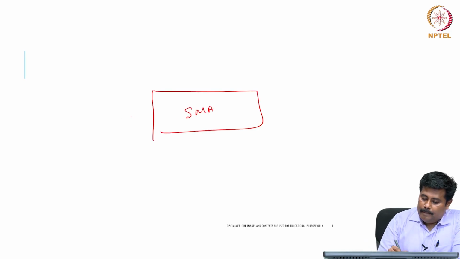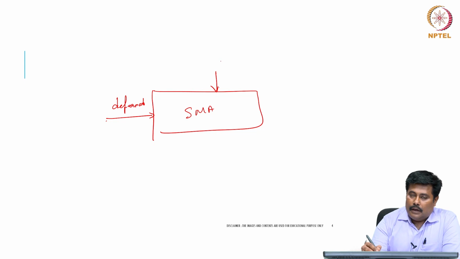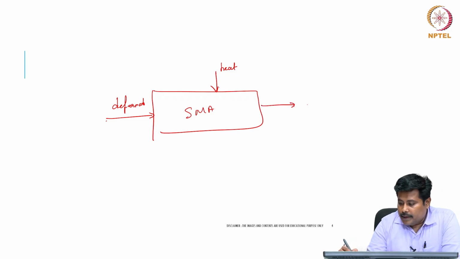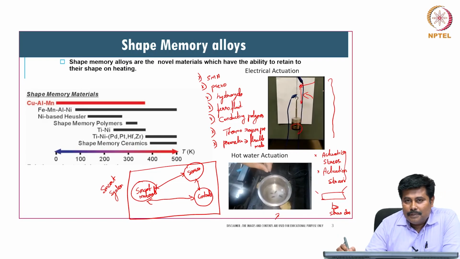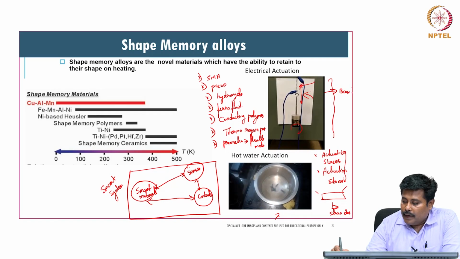SMA input in terms of deformation, and the actuation is through heat, and the output we get is in terms of displacement. If you keenly observe, the amount of displacement can be efficiently controlled based on the electrical biasing.